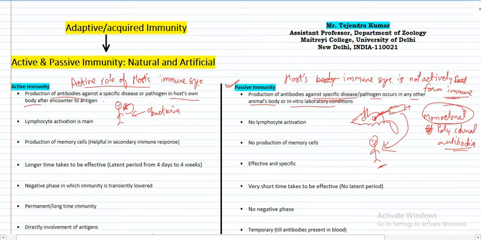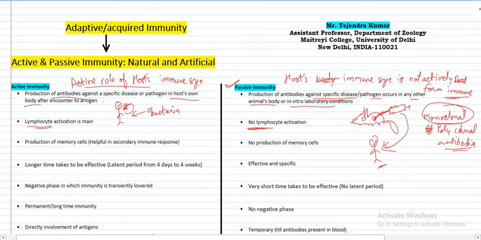Next is lymphocyte activation. In active immunity, lymphocyte activation is very compulsory and mandatory. Okay, because if a host wants to create some antibodies, or produce some immune molecules, it means their lymphocytes should be activated, right? But in case of passive, there is no lymphocyte activation, because there is no formation of antibodies or any immune molecules in our body, because we are just directly taking them from another person.